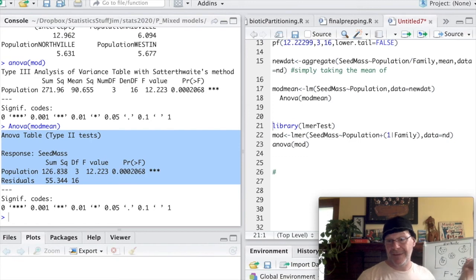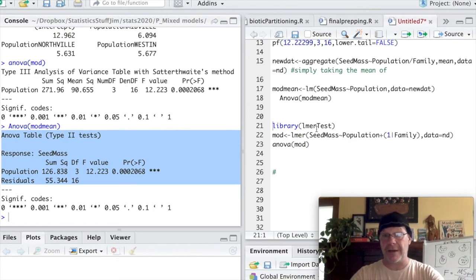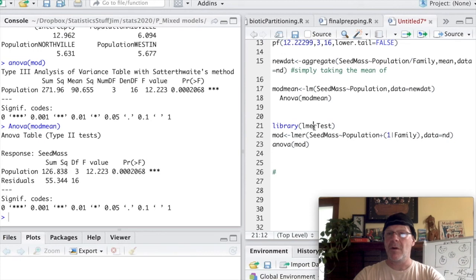So it's actually a lot easier to set it up that way. But we want to do things complicated because it makes us feel smart. And so we'll set it up as this type of mixed model.